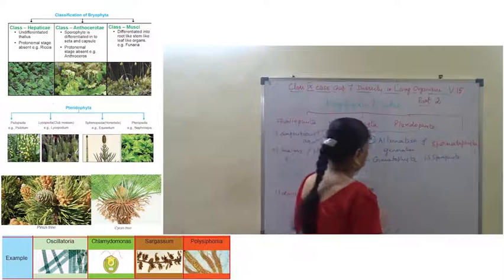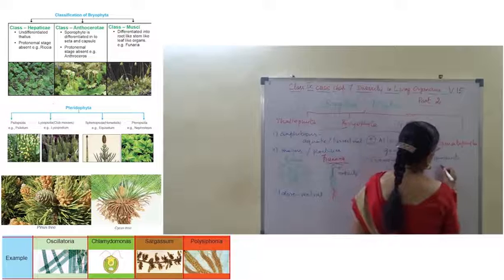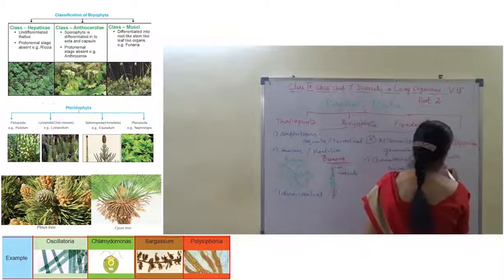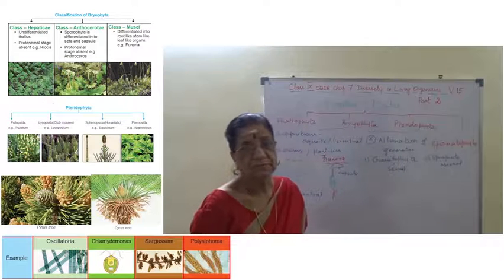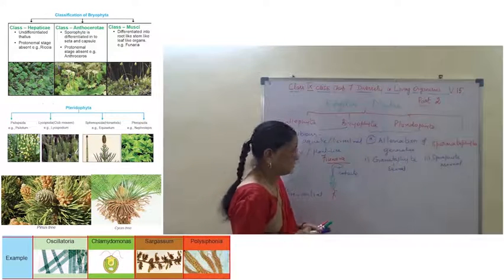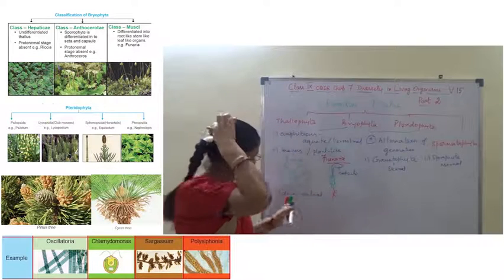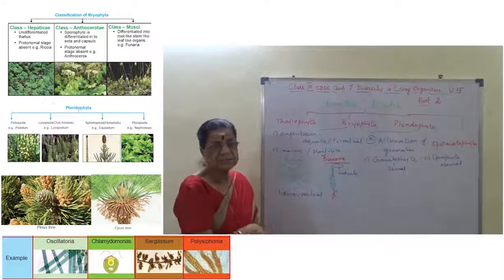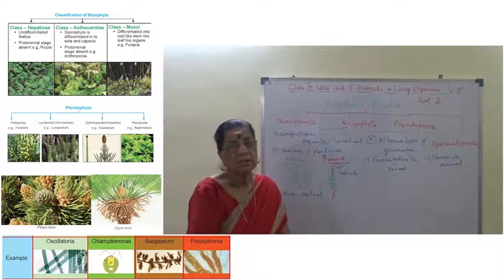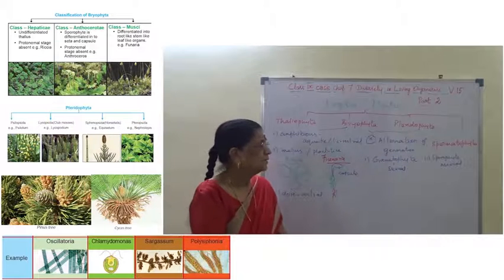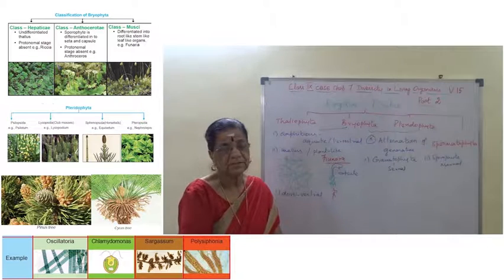So gametophyte is the sexual life cycle, and this is the asexual life cycle. I hope you understand. I will come to the sexual life cycle next. So first we have the dorsiventral thallus. It exhibits an important phenomenon called alternation of generation, where gametophyte and sporophyte alternate with each other, right?